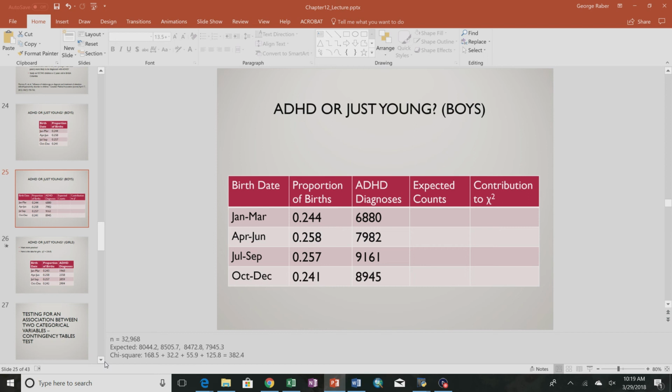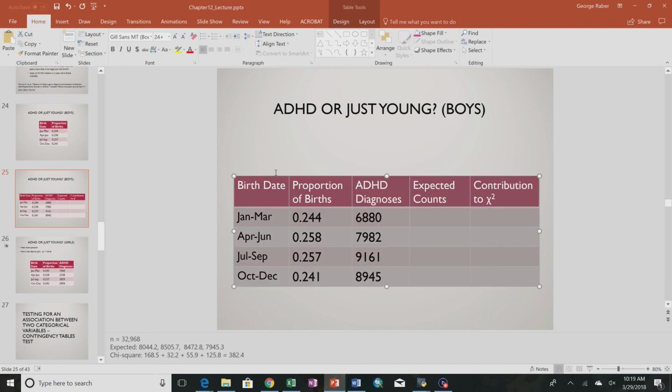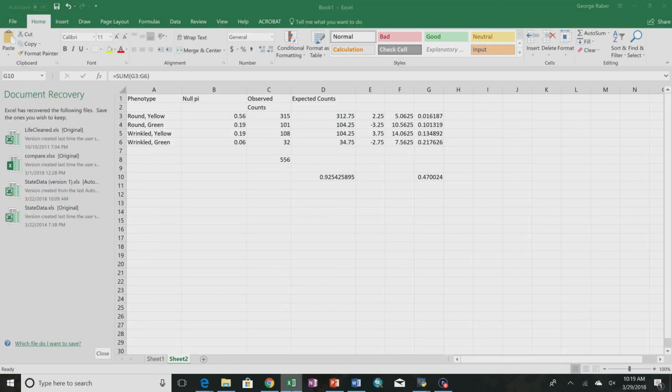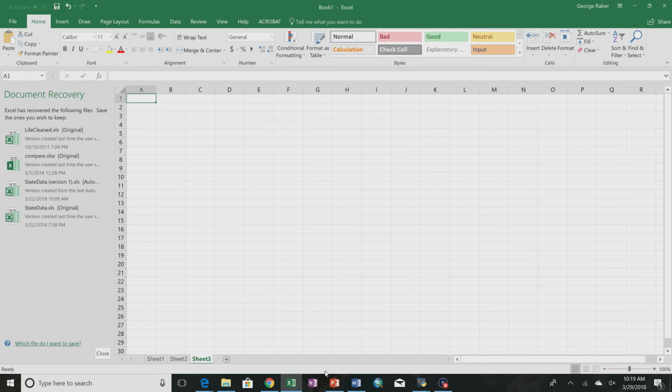So what we say is, okay, these are the real proportions of births. So if we wanted to redistribute these and get an expected count, then we can compare ADHD diagnoses to expected counts to get a chi-square value. All right? So we could again copy this. Whoop, that didn't work. Copy this into Excel. Just create a new sheet.